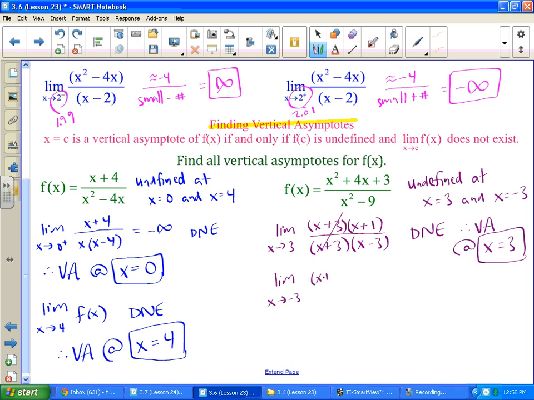Now we're going to do the same thing with negative 3. Now if I factor this and the x plus 3's cancel, and I do a direct substitution where I just plug negative 3 in, don't I actually get a value? So go ahead and plug negative 3 in. What do I get in the numerator? Negative 2. What do I get in the denominator? Negative 6. So doesn't this equal 1/3? So is there a vertical asymptote here? No. That would be a hole in the graph. It's undefined at that spot, so there's actually a hole in the graph at that spot.